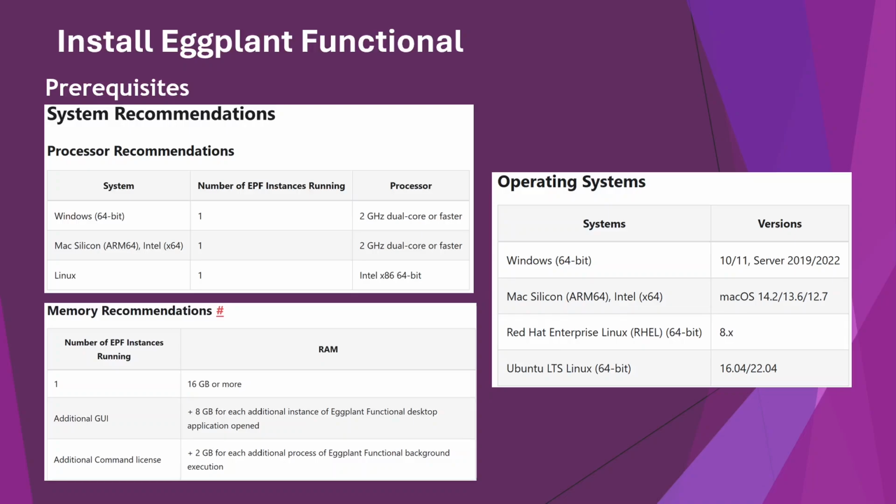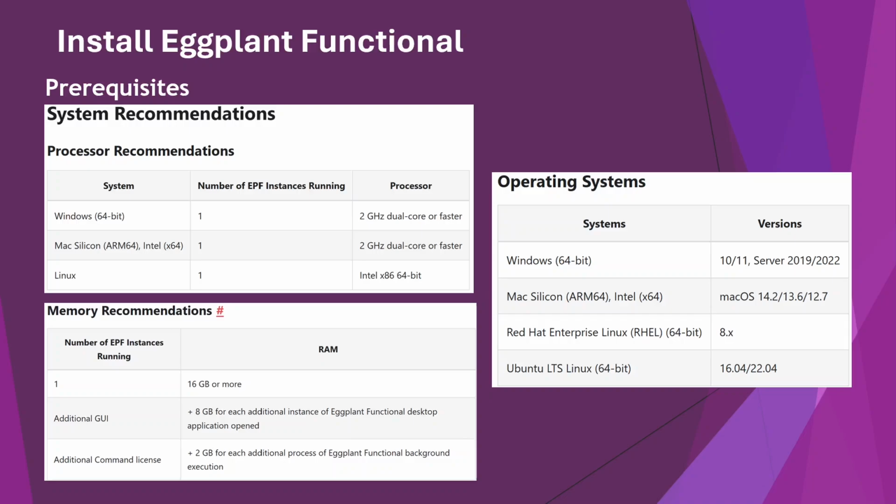In the same way for the memory recommendations, for one instance running on your machine, the RAM requirement is 16 GB or more. To install an additional GUI license, you need an additional 8 GB of RAM. In the same way, for an additional command license, you should have an additional 2 GB of RAM.